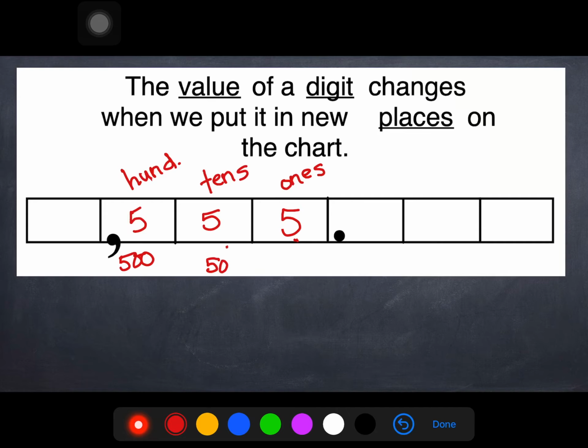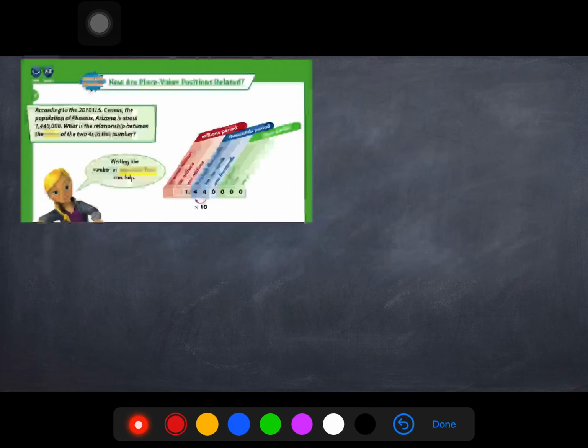And notice, 5 ones compared to 5 tens, 50. 5 times 10 is 50. 50 times 10 is 500. And 500 times 10 would give you 5,000. So where that digit is makes a big difference.